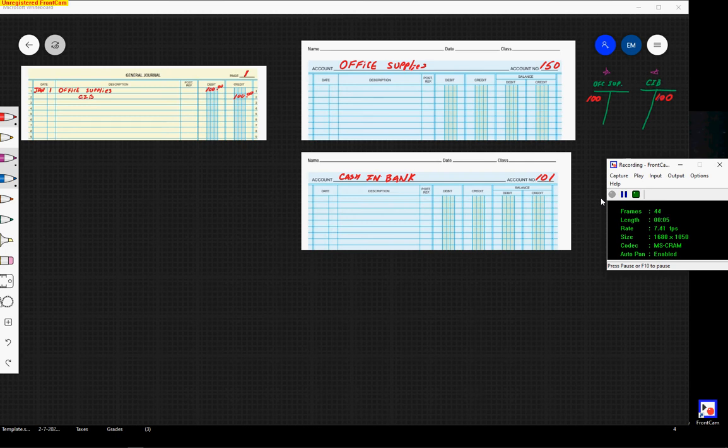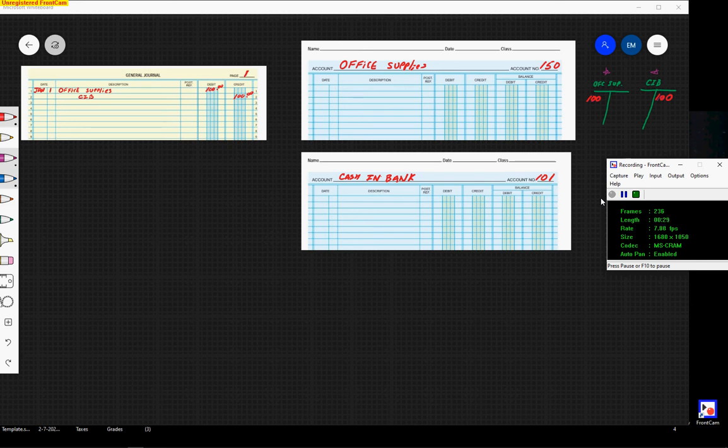I've already written the transaction out for office supplies paid from the cash and bank for $100. We have the general journal on the left-hand side with its general journal page number, and the transaction has already been journalized. Now we need to transfer that information into the individual general ledger accounts. We have an account opened up for the office supplies, and another one on the bottom there for cash and bank.